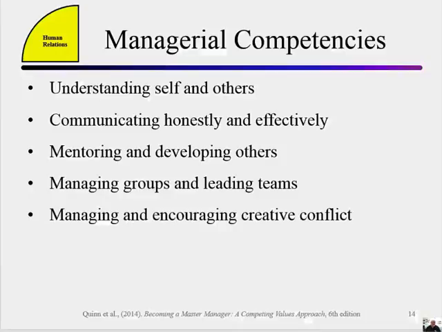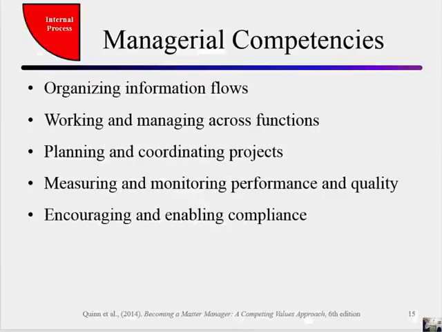So the managerial competencies associated with the internal process model, you've got to be good at organising information flows. You've got to know who needs the information, how to get it to them in a timely way, how to have it digested easily. You've got to know how to work and manage across different functions, how to manage the flows of information from very disparate areas of the organisation and make sure that people are getting the information that they need. Consequently, you have to know how to get the information you need to do your job well.